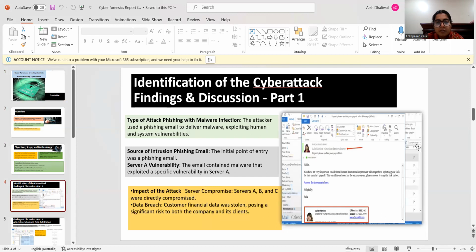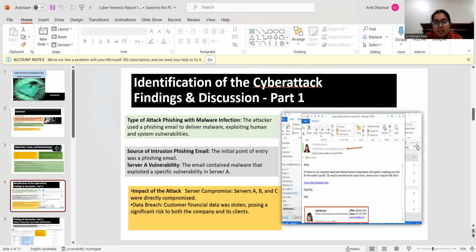This slide is about the identification of the cyber attack, findings and discussion, part 1. Type of attack: phishing with malware infections. The attacker used a phishing email to deliver malware, exploiting a system vulnerability. Source of intrusion: phishing emails. The initial point of entry was a phishing email exploiting a server A vulnerability. The email contains malware that exploits a specific vulnerability in server A. Impact of the attack: servers A, B, and C were directly compromised. Data breach: customer financial data was stolen, posing a significant risk to both the company and the client.